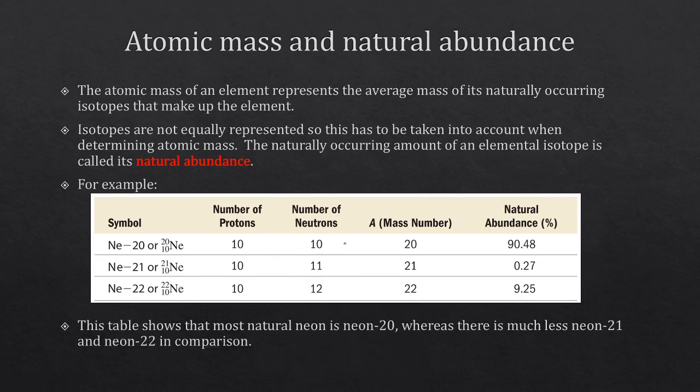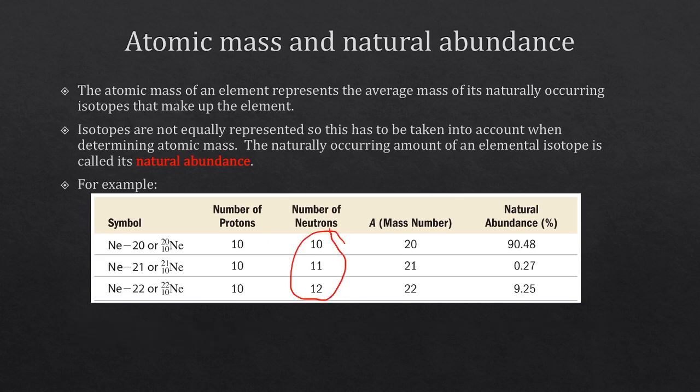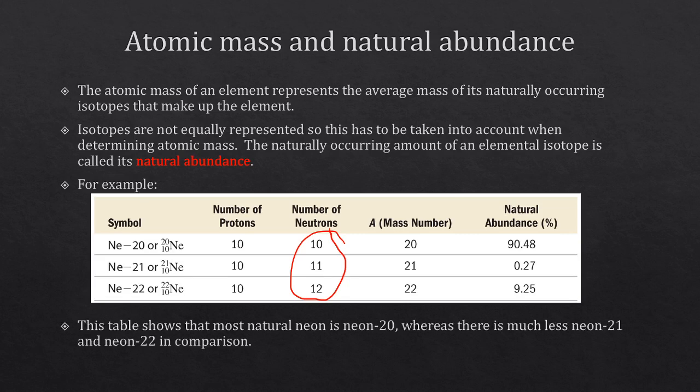So the idea is the variation is caused by the difference in neutrons here. That's the only major difference, but we do know neutrons have mass. So a neon with 12 neutrons is going to have more mass than a neon with 10 neutrons. But the neon 20 with 10 neutrons is by far the most abundant. 90.48% of all neon will naturally be neon 20, whereas only 9.25% of it is going to be neon 22. So we need to figure out how to account for this when calculating mass. So let's take a look at this now.